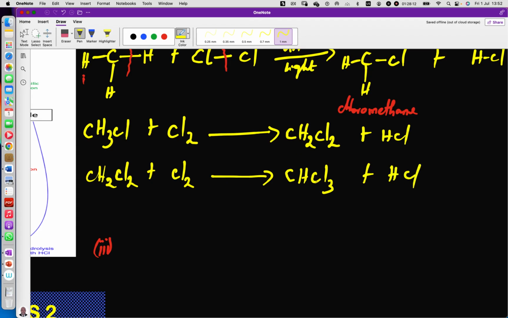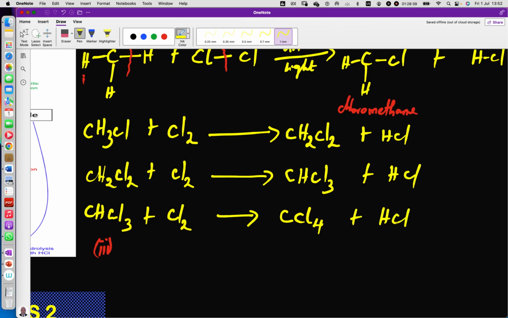Now this one will finally react again. It will be CHCl3 plus chlorine to give what? Now one of the last hydrogens is substituted. We will have CCl4 plus hydrogen chloride. The first one is chloromethane.